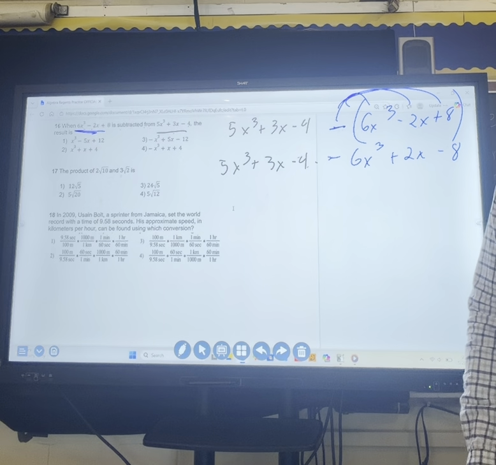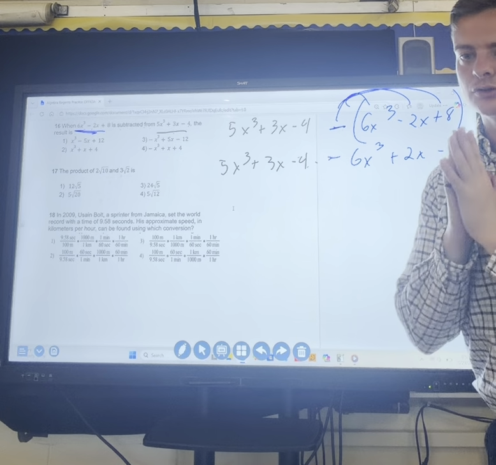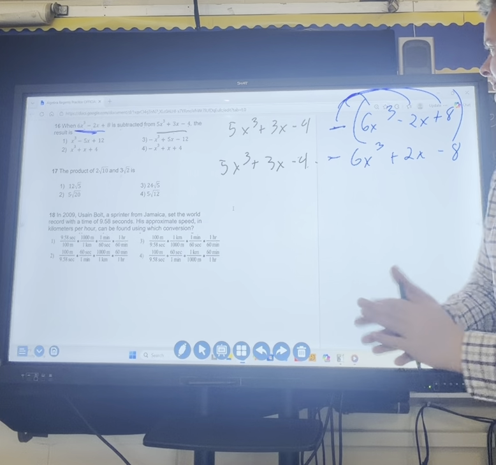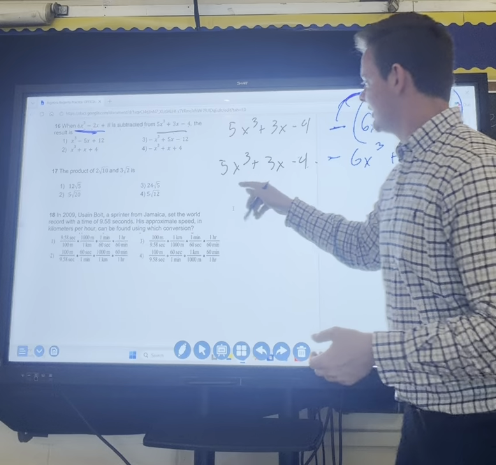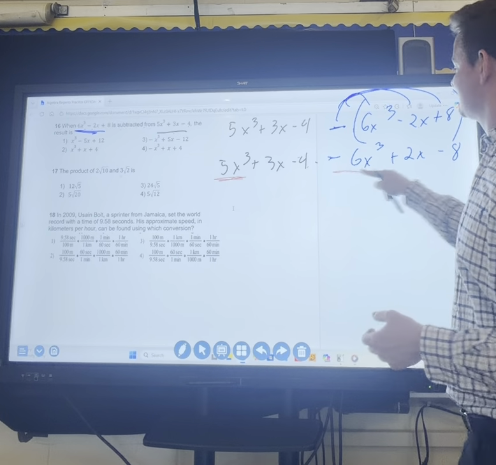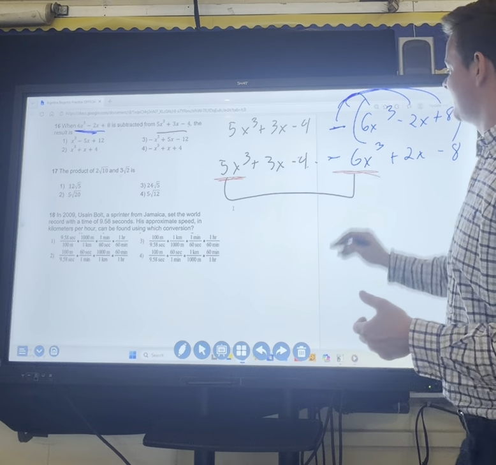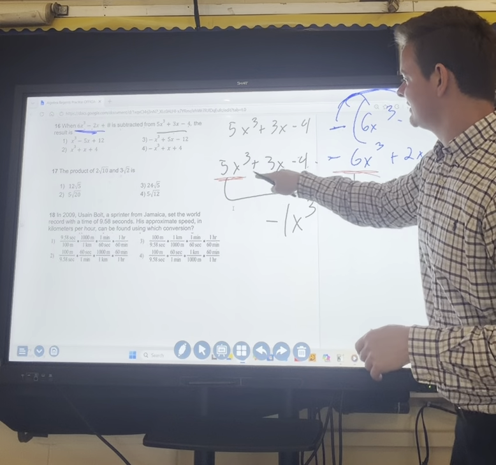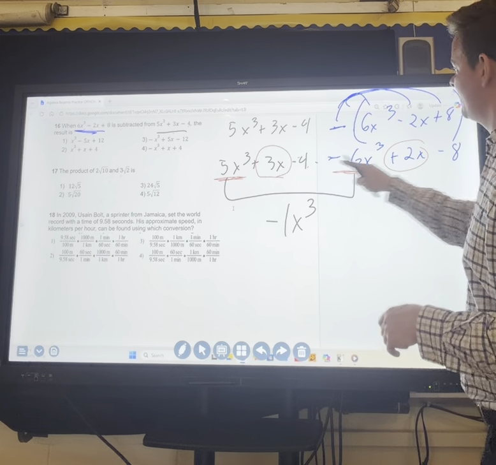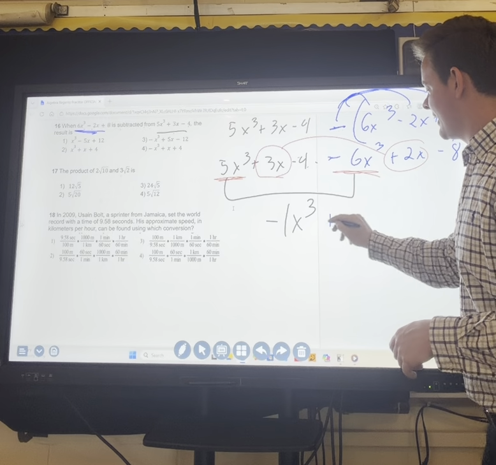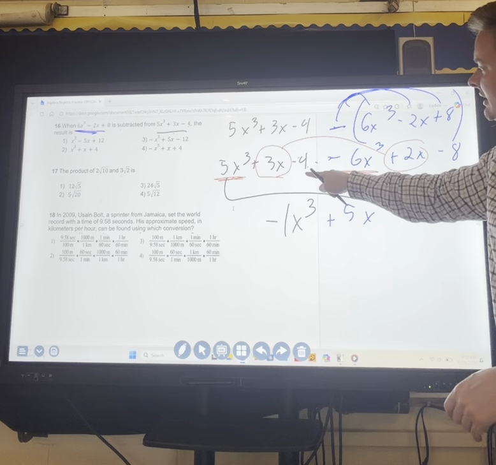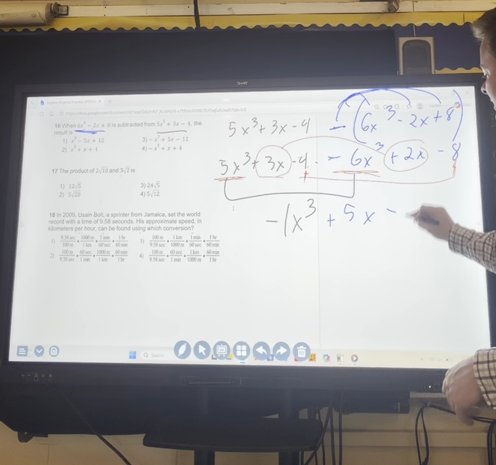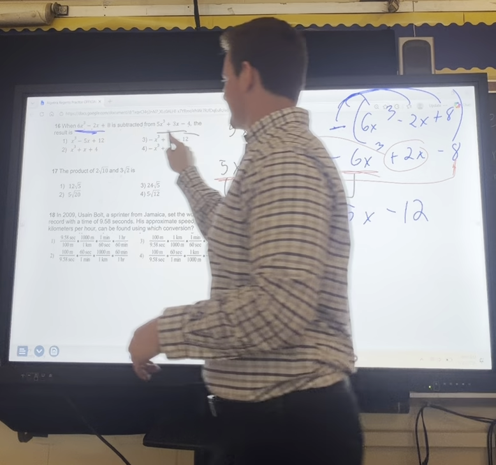Now I combine like terms. Don't forget to distribute the negative. That's how they're going to get you. Don't let them get you. Combine like terms. That is 5x cubed. That's 6x cubed. 5 minus 6, that's negative 1x cubed. Positive 3x, positive 2x, those combine, positive 5x. Negative 4, negative 8, those combine, negative 12. Find the one that matches.